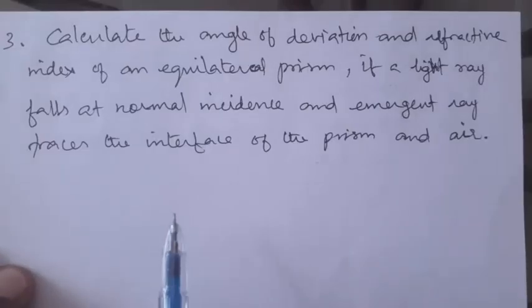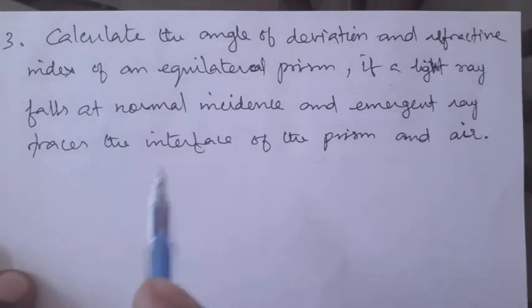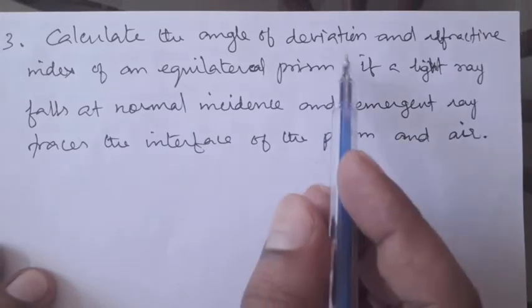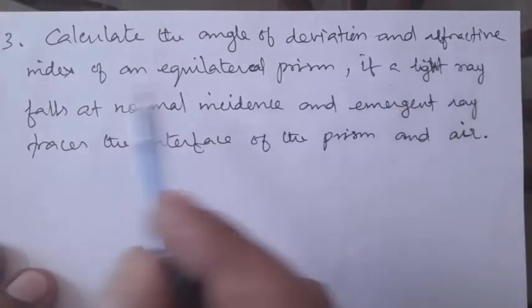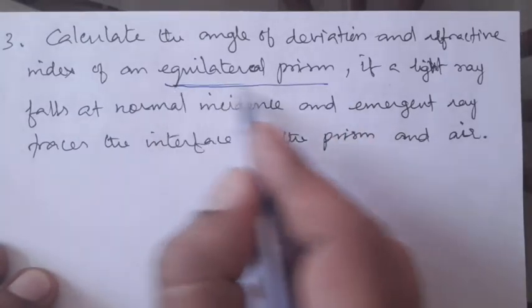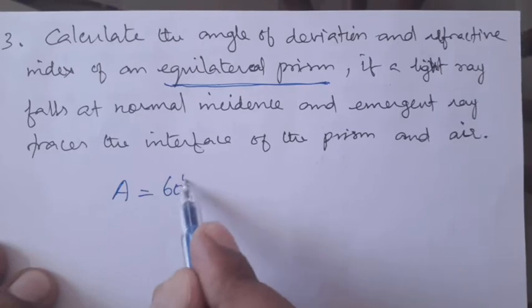Right. The previous problem may also be asked in a different form. So we'll go for another problem. Calculate the angle of deviation and refractive index of an equilateral prism. So equilateral prism is given, so immediately you have to write A equal to 60 degree.